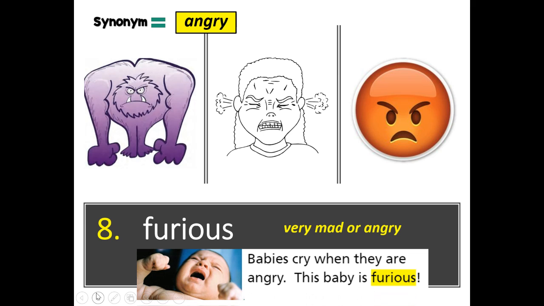Babies cry when they are angry. This baby is furious, very mad, very angry. Think about it. How does someone who is furious look? Well, we have four great examples here. These are all pictures of what someone looks like if they are furious.